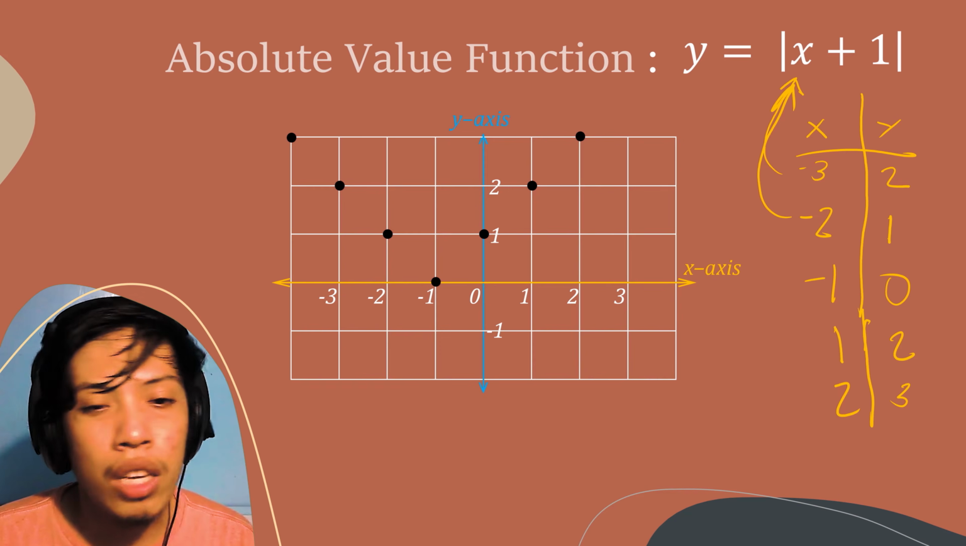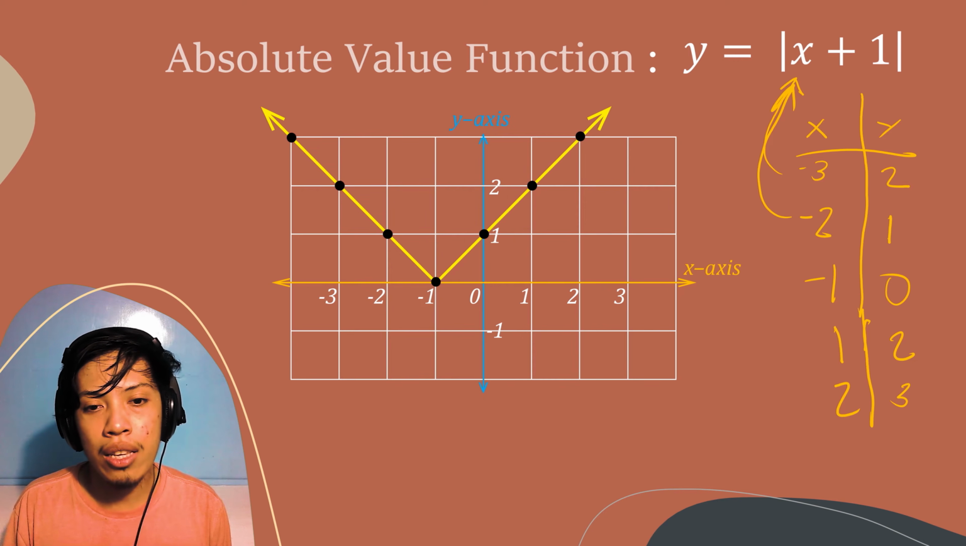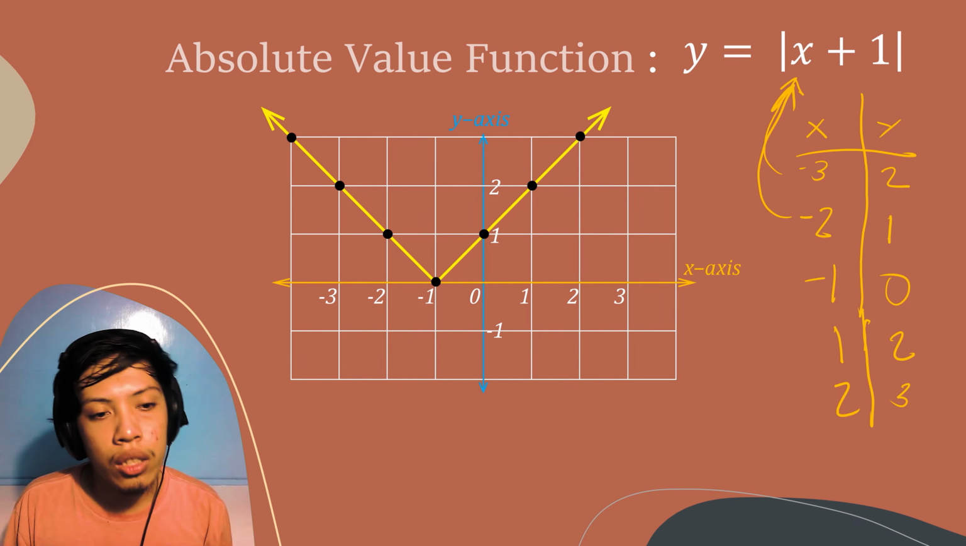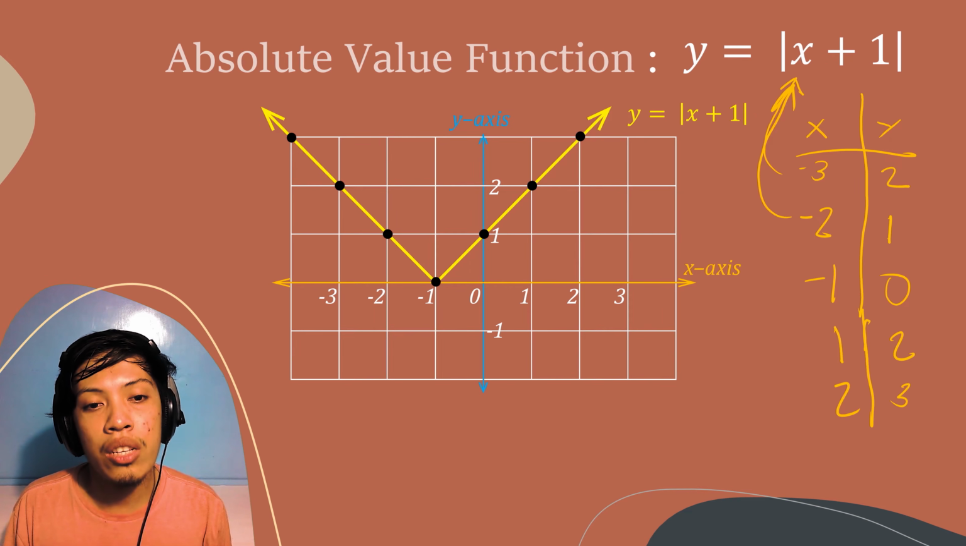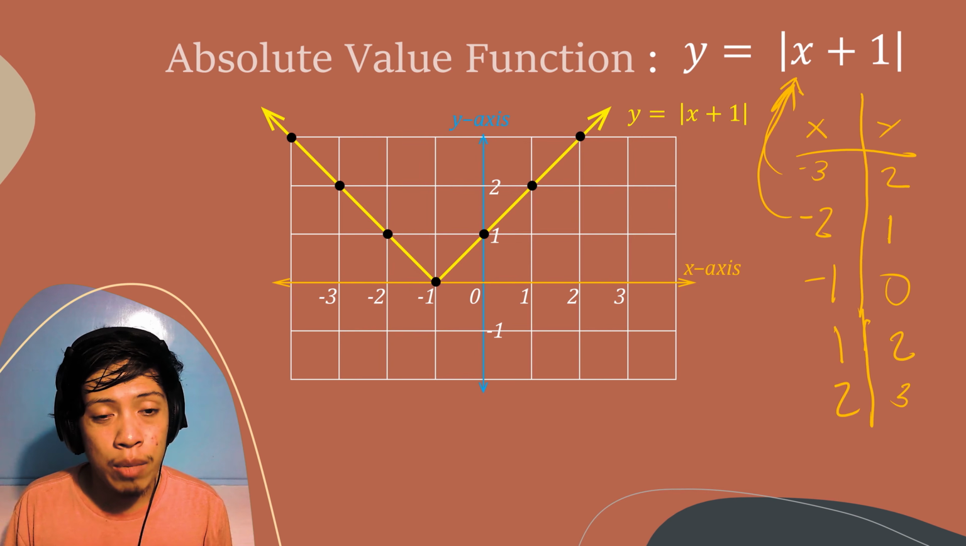Okay, and if you connect these dots, it would look like this. So this one right here, this V-shaped graph, is actually the graph of the function y is equal to the absolute value of x plus 1.